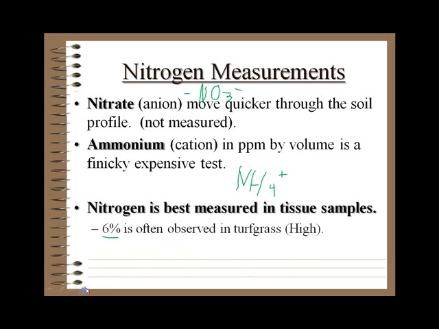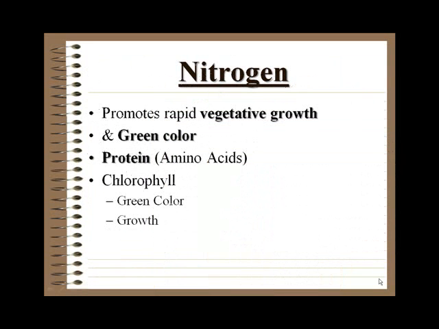So by applying nitrogen, by getting out there with the fertilizer spreader, which most all of you have done, we're going to see vegetative growth. We're going to see green color because we're going to build proteins. We're going to build chlorophyll. This chlorophyll builds green color. It helps the plant photosynthesize and increases growth. So these are all good things, but in most things in turf grass, if a little bit's good, it doesn't mean that a lot more is better.